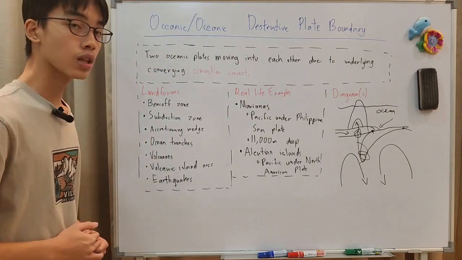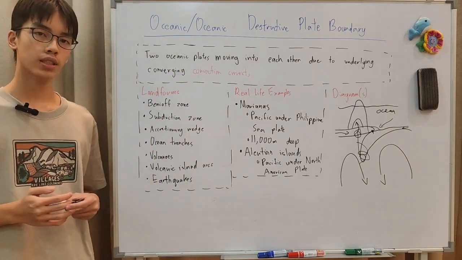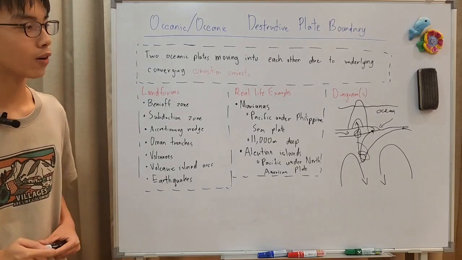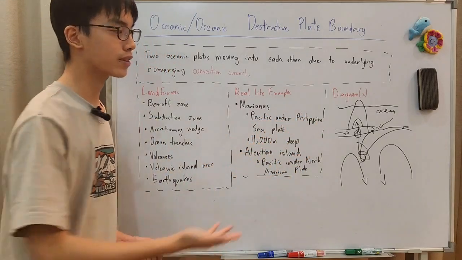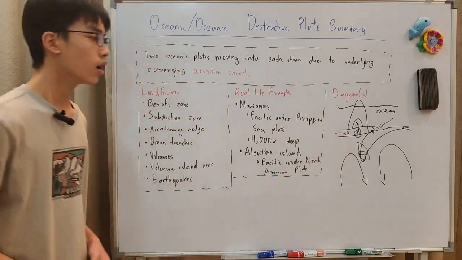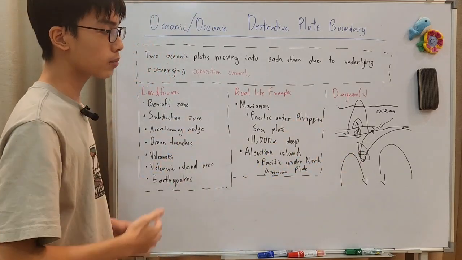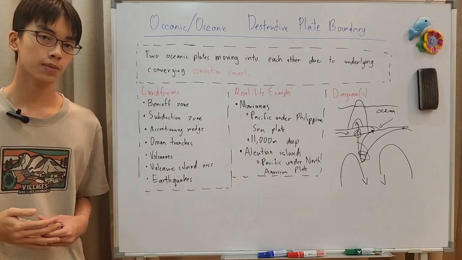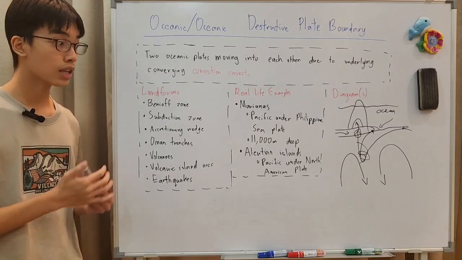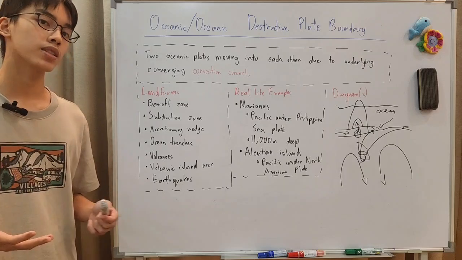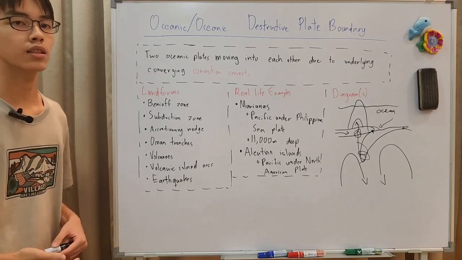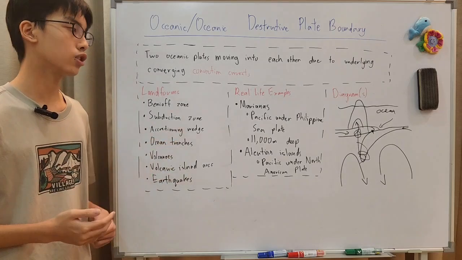Now we move on to real life examples. The Marianas Trench is one of the perfect examples of steep subduction. You have the Pacific plate subducting under the Philippine Sea plate, and the Marianas Trench is 11,000 meters deep. I rounded it up a bit, and it's the deepest trench in the world because of the density issue.